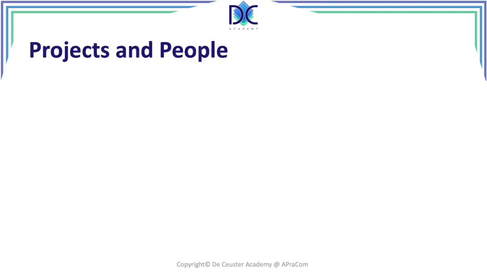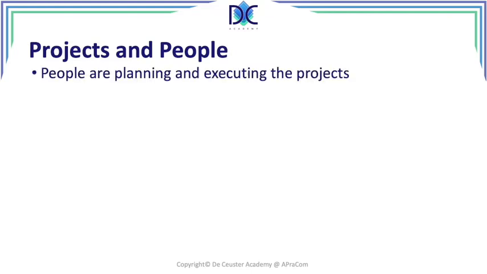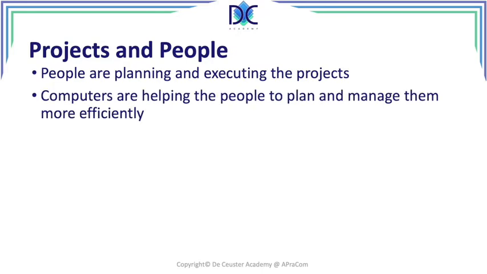So let's have a look at projects and people. What is the link between projects and people? People are very important in a project because they are planning and executing the project. It's still the people who are doing it, and we find ways to plan the project in an optimal way. The people are executing it, even using robots and IT materials, IT support, whatever they need. The computers are helping the people to plan and to manage the project in a more efficient way.